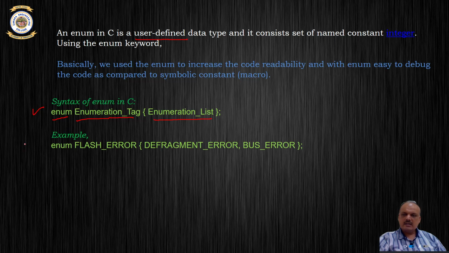Given out here is an example of how enum is being defined. Okay, so first, as given in the syntax, I have the keyword enum, then the enum tag. In this case it is flash error. Okay, this is how the data type is being called. And then I have the enumerator list. In this case there are two items, one is defragment error and the other is bus error. So this is how enums are being declared in C.